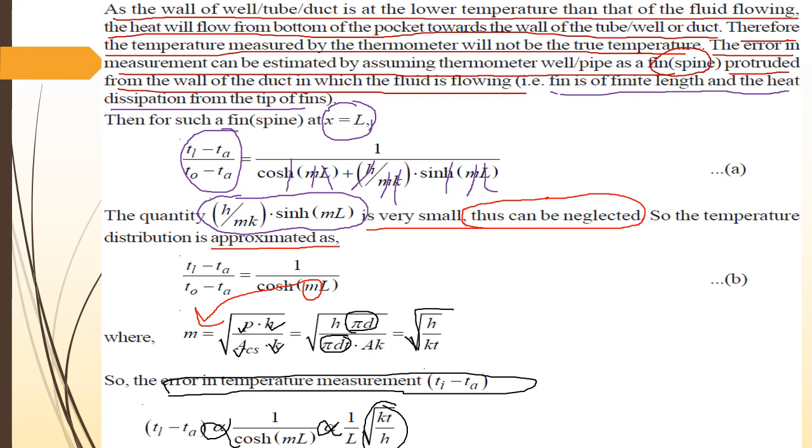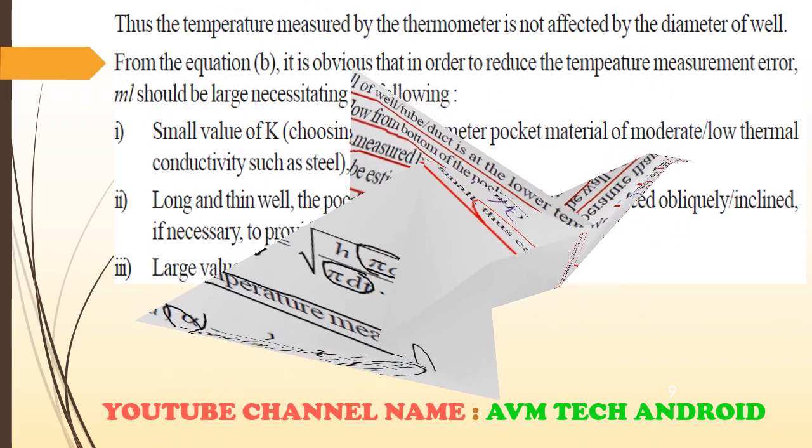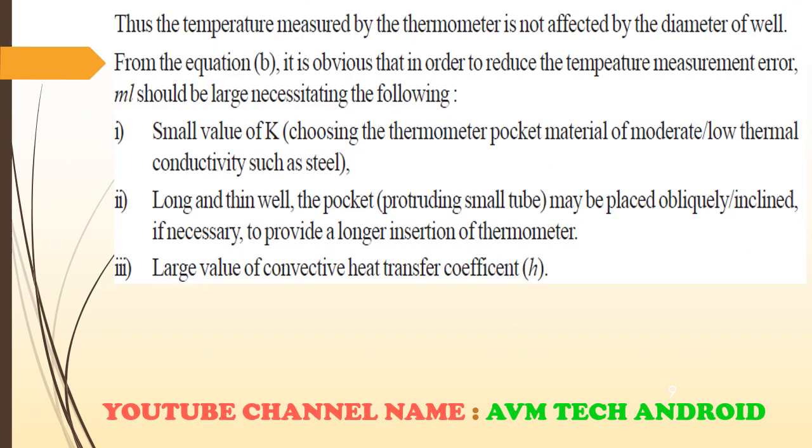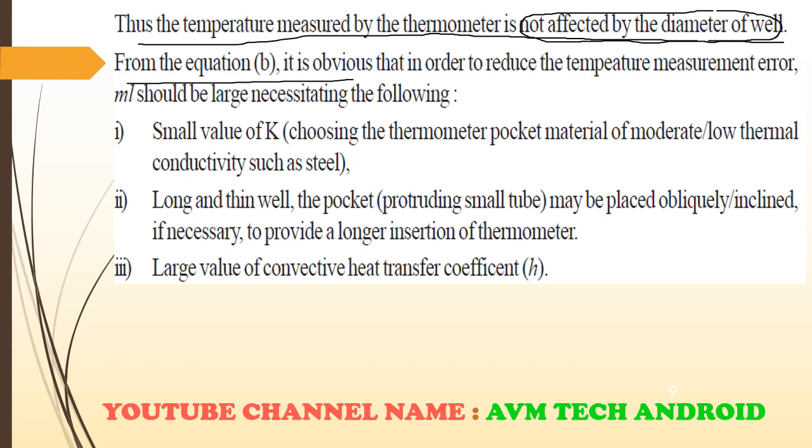So from this equation we can tell that the diameter of the thermometer well is not important at all, or it is not affecting the error in the temperature measurement, because in the previous equation nowhere D was there. And from this equation it is naturally obvious that in order to reduce the temperature measurement error, m into L value should be as large as possible.